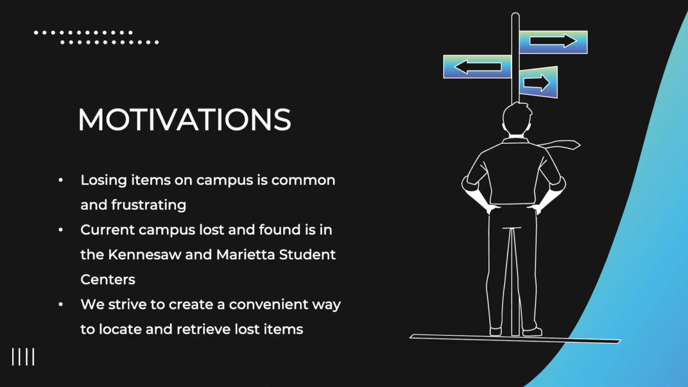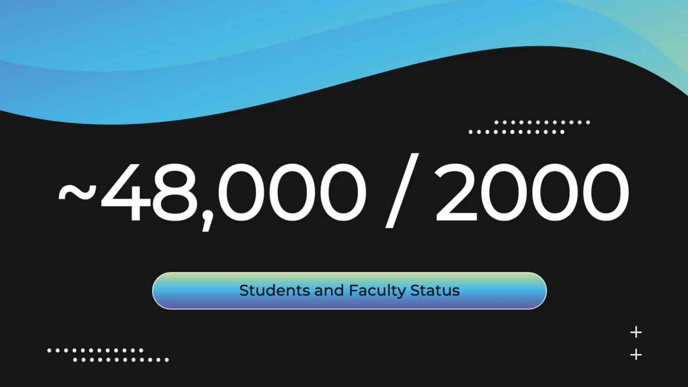We initially decided on the idea of the app because the current way to access the Lost and Found relies on the hours of operations for the student centers on both Marietta and Kennesaw campus. With an app, information regarding reporting or seeking lost items is available 24/7. This will be especially convenient for a university with over 48,000 students and 2,000 members of faculty.